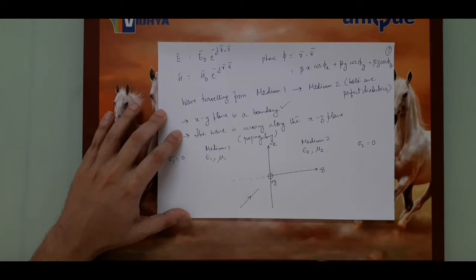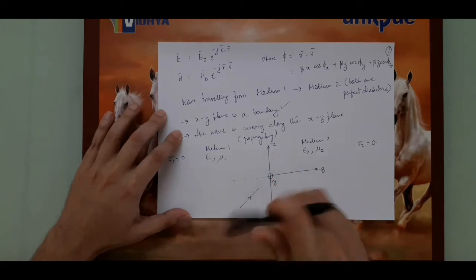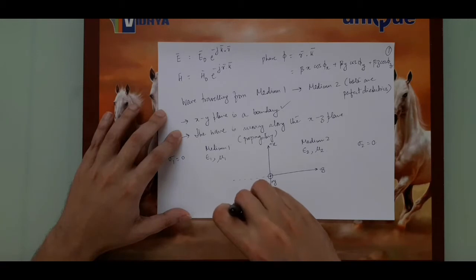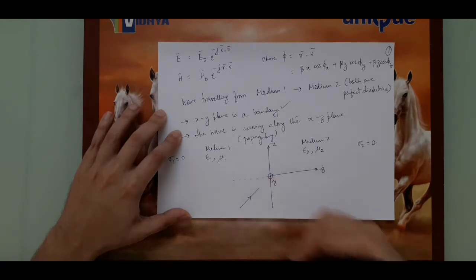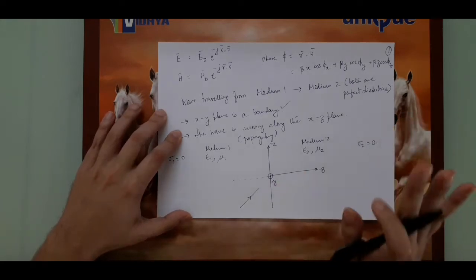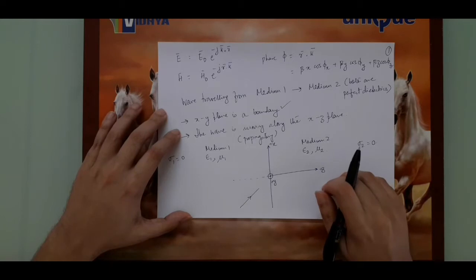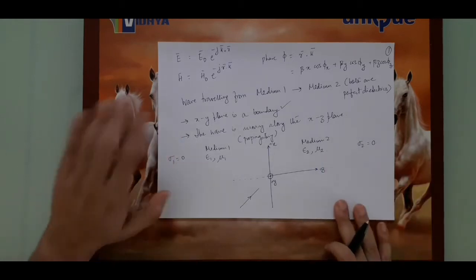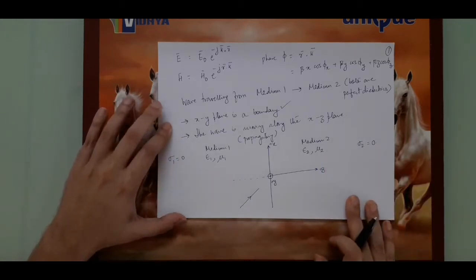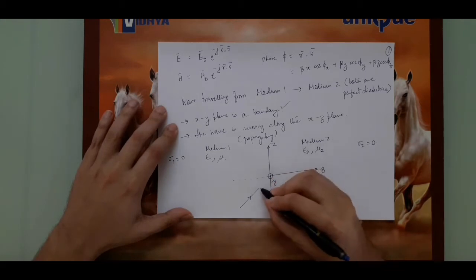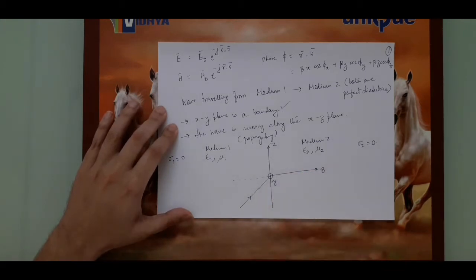If the electric field exists along or coming out of the plane of the paper, then the magnetic field must be this way on the xz plane. So that is how our definition of wave fields are. But let us not get into that much detail for the time being. So we are saying that let this wave be traveling and it hits the media boundary at the origin.